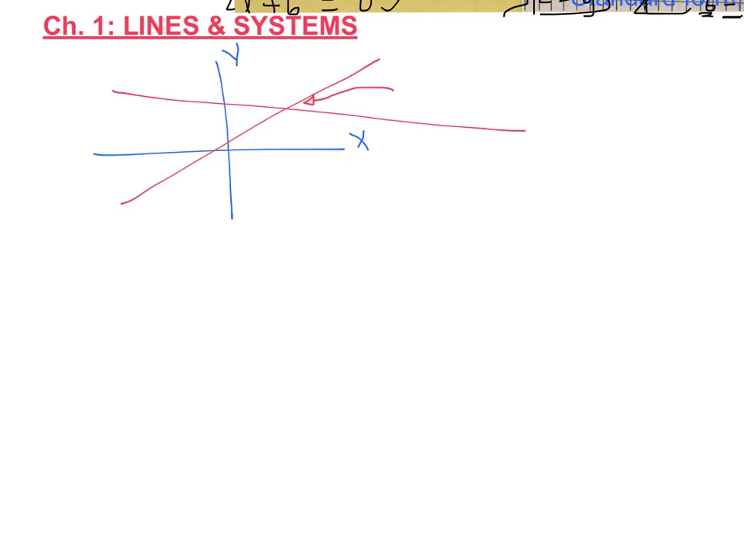The solution of a linear system is called the POI, the point of intersection. And that's what you're trying to find when you solve a linear system. You're trying to find the coordinates of the point of intersection, this one spot where those two lines cross.